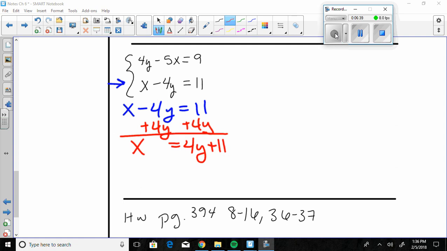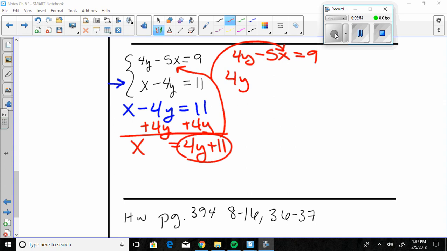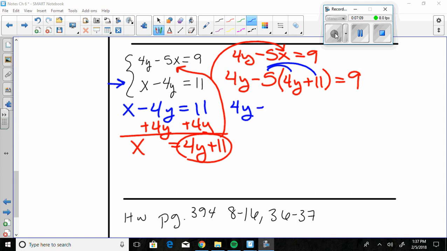So now instead of substituting into an x, we're going to substitute into a y, and since we used that second equation, we'll put this into the first. So we have 4y minus 5x equals 9, taking that x and plugging it in. So we have 4y minus 5 times what we're substituting in, which is 4y plus 11, and that equals 9. That negative 5 has to distribute to everything inside the parentheses since it's multiplying. So we get 4y minus 20y minus 55 is equal to 9.